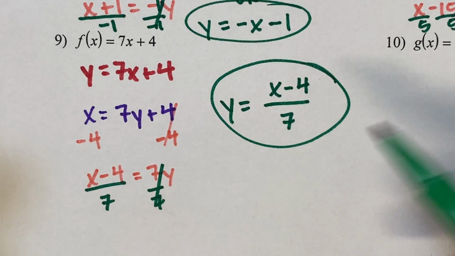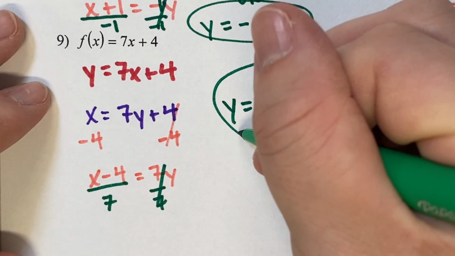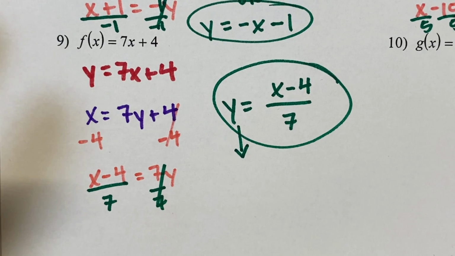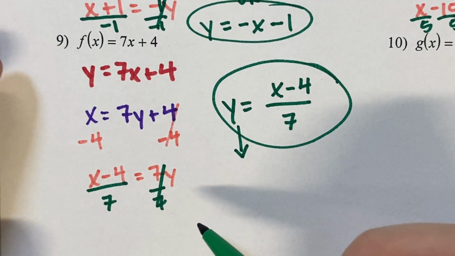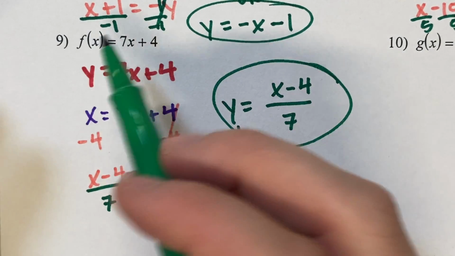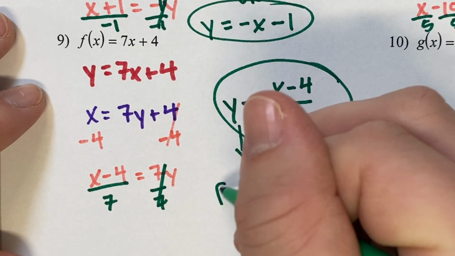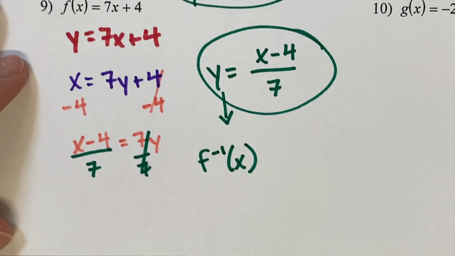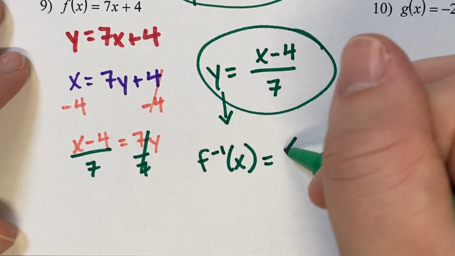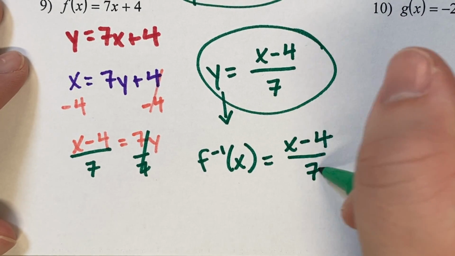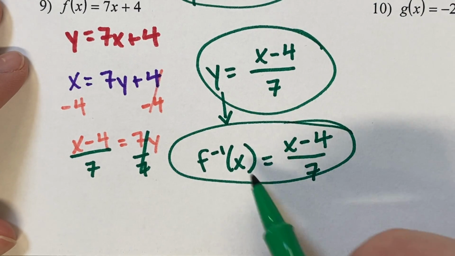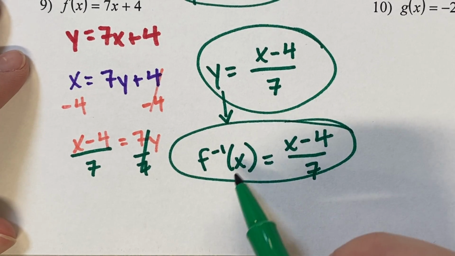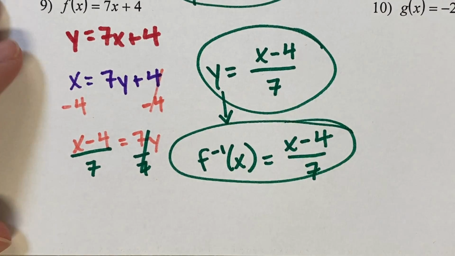Okay, and one important thing to note that I actually forgot. So we actually want to change y back to our function notation, but because it's a function and it's the inverse, we actually write it as f little negative 1 of x equals x minus 4 over 7. So this is what you're going to see on your assignment. f negative 1 of x. That just means the inverse function.